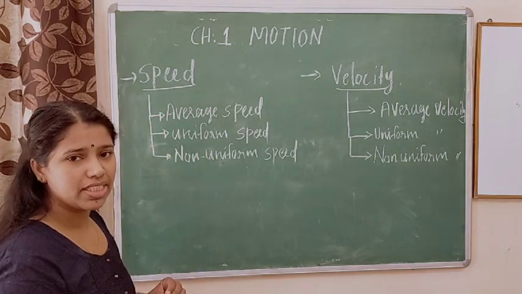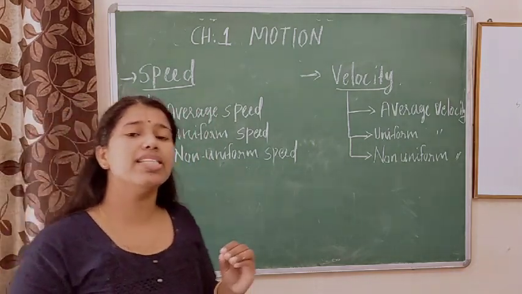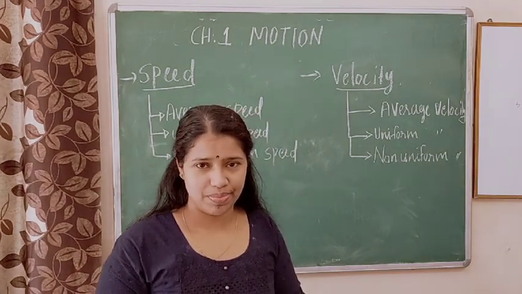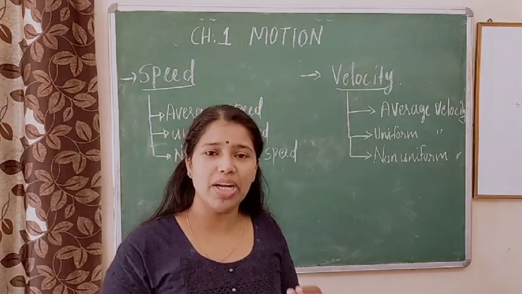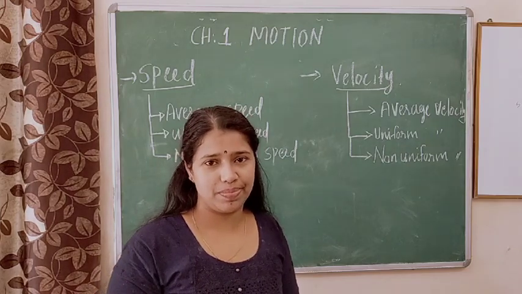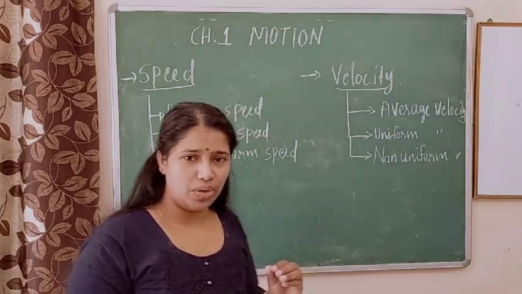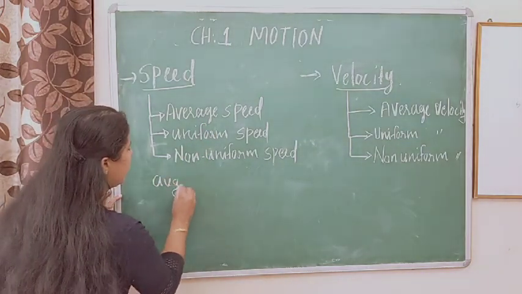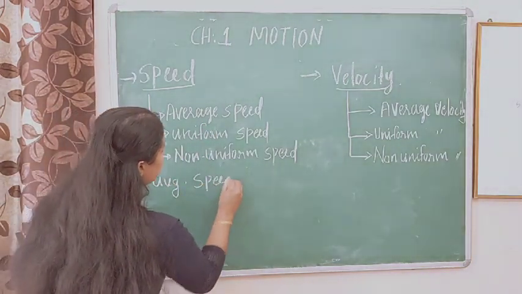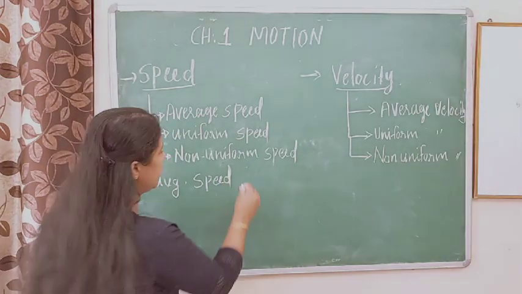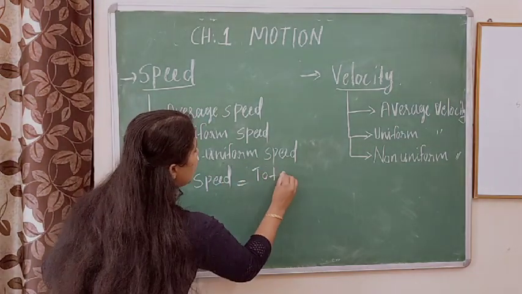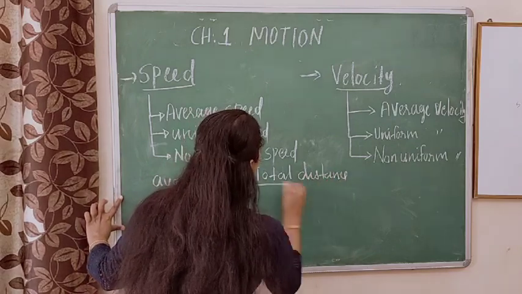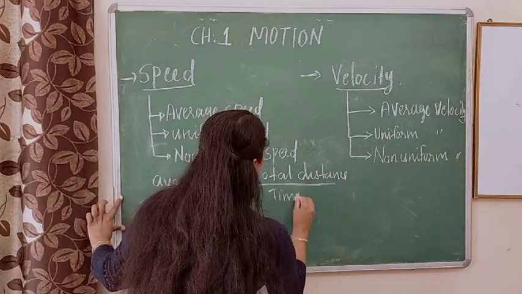Average speed means total distance traveled divided by total time. Then we can write average speed, AVG, average speed is equal to total distance divided by total time.